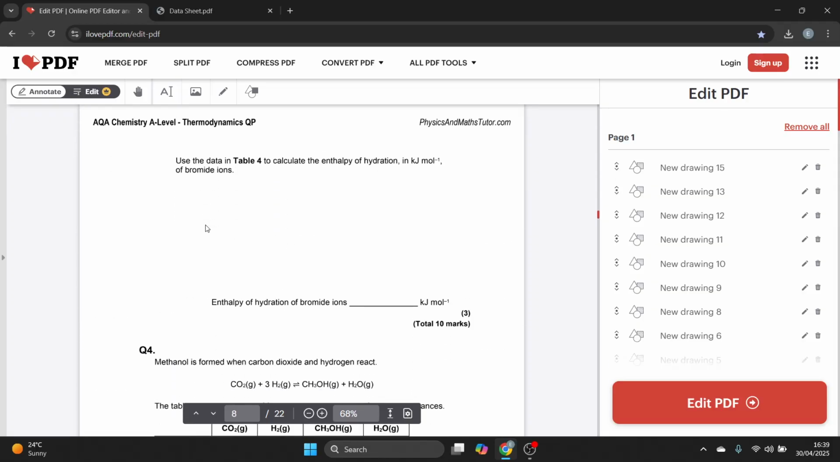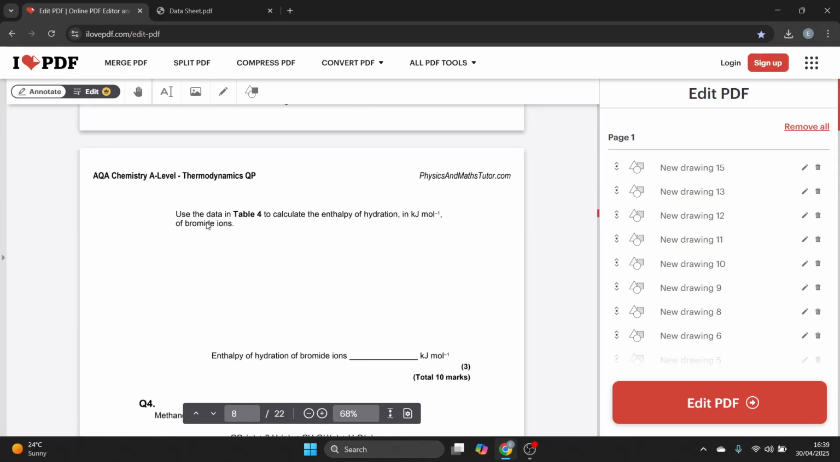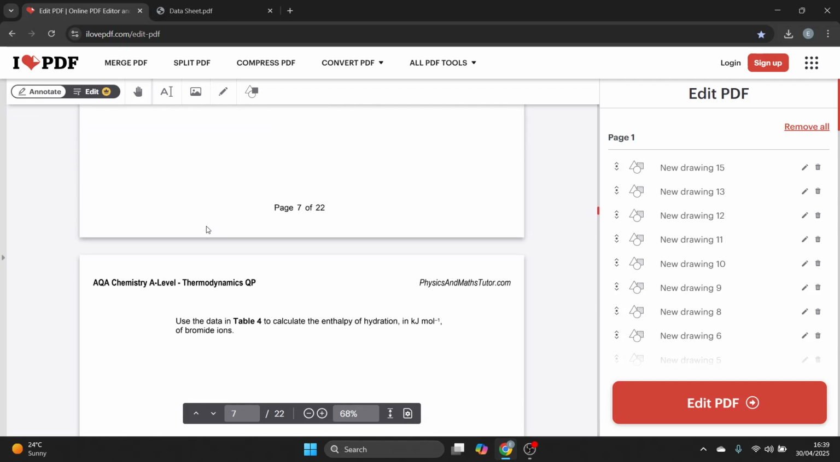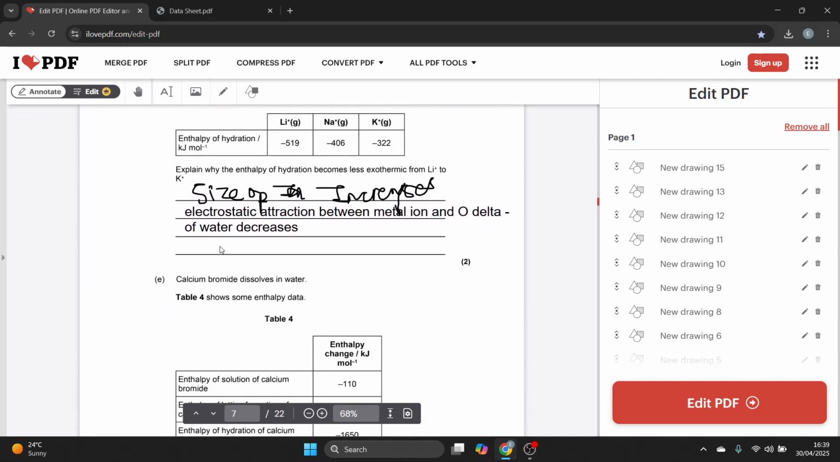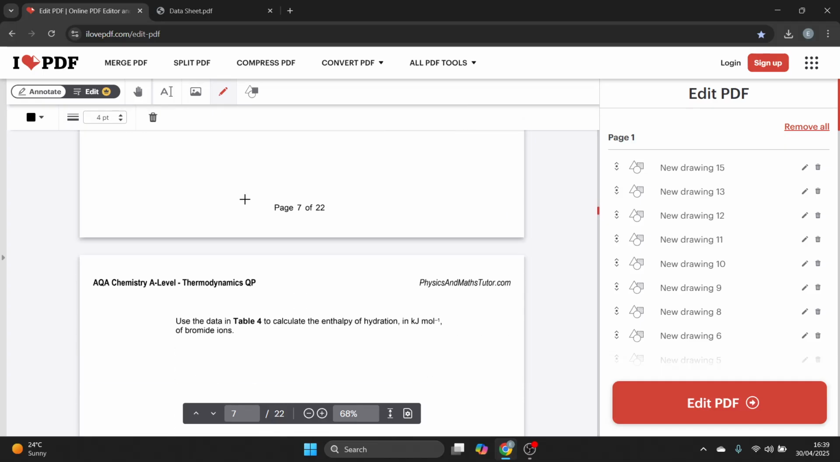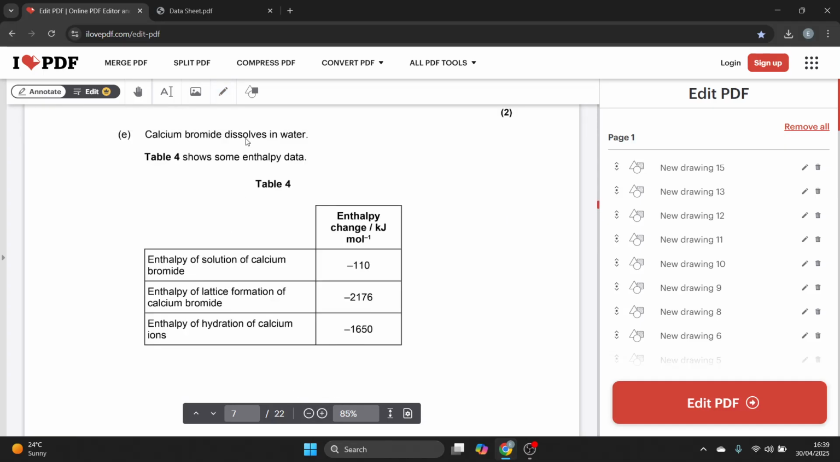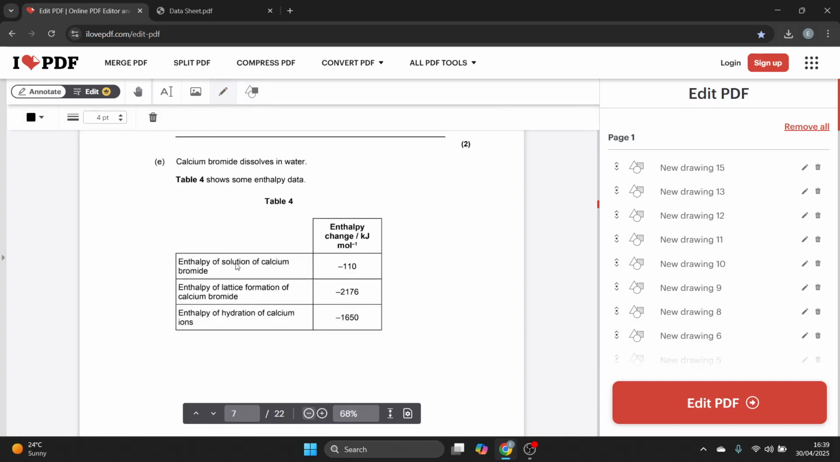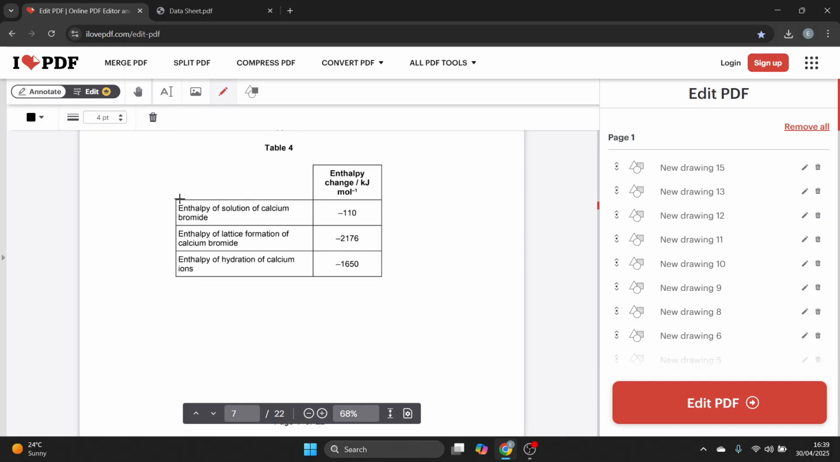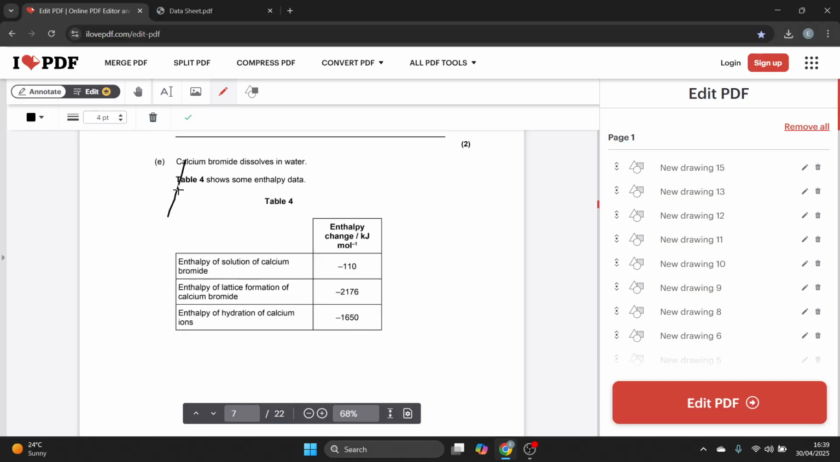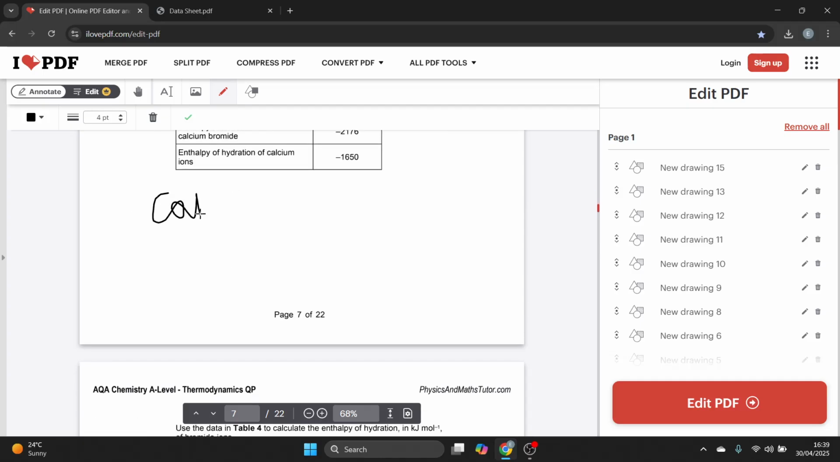Use the data table to calculate the enthalpy of hydration of bromide ions. Again, you have to be confident constructing these cycles. Calcium bromide. Well, let's break it up. Calcium is 2 plus, bromine is Br minus, so it's going to be CaBr2. You have to be confident because they're going to ask you about this.